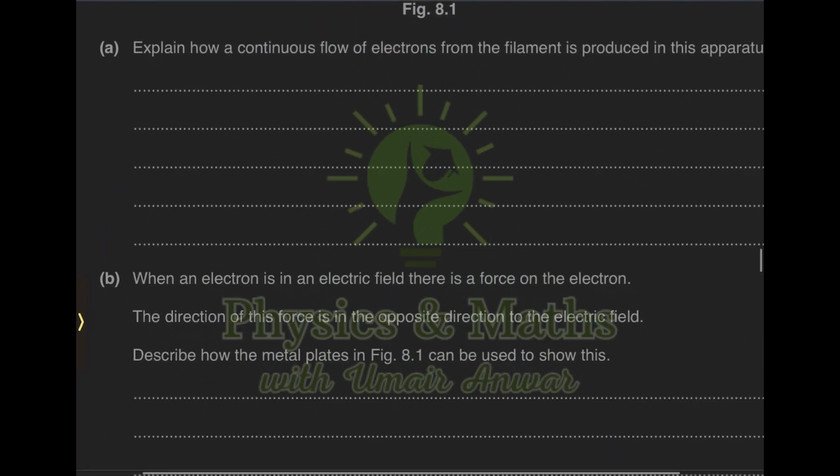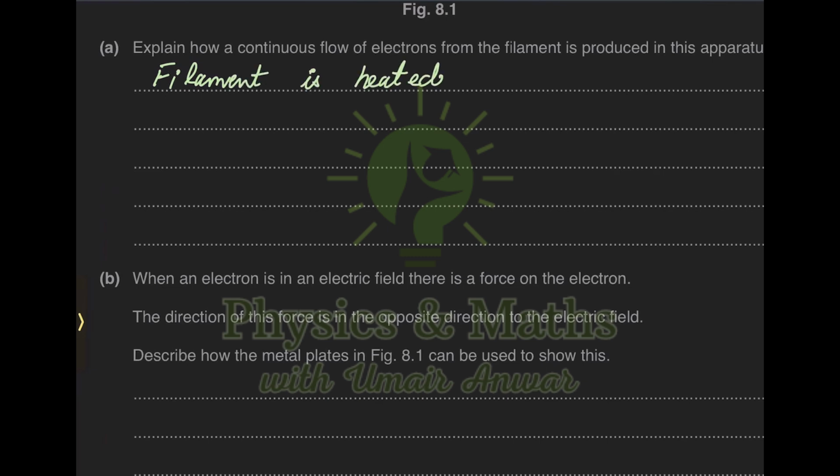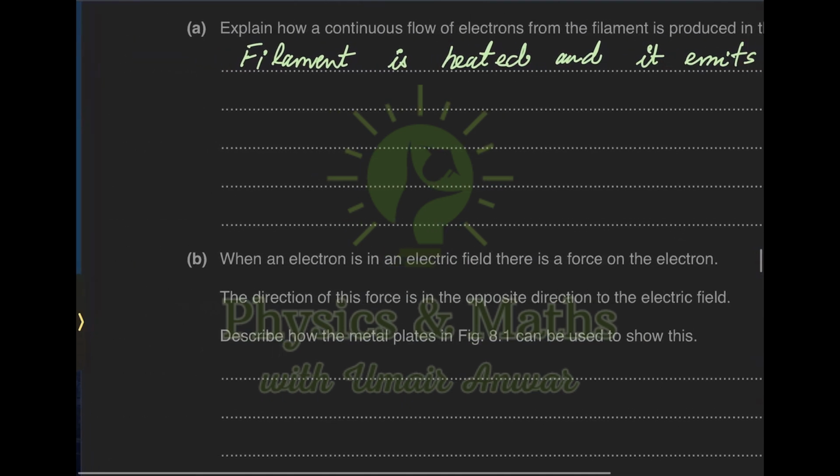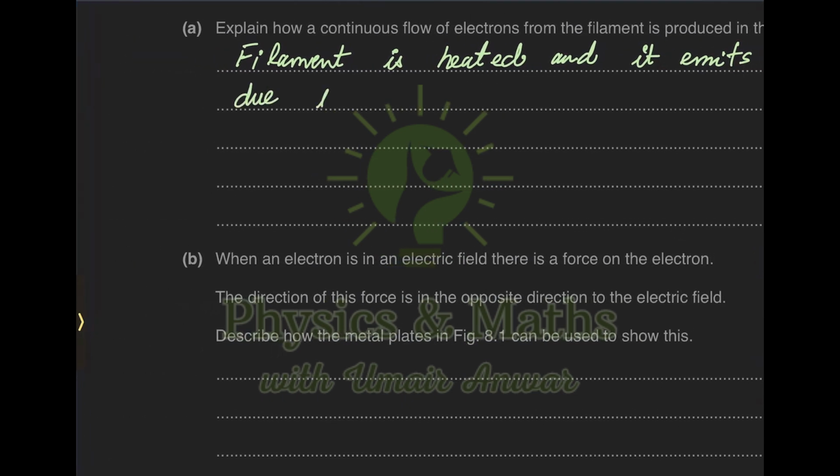So for a 2-mark answer, first I'm writing: filament is heated and it emits electrons. This is the first thing that happens, and it emits electrons due to thermionic emission.